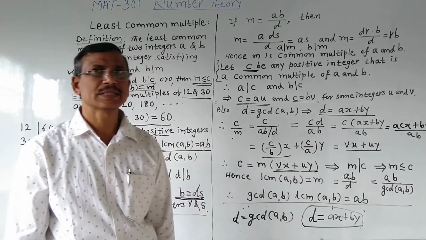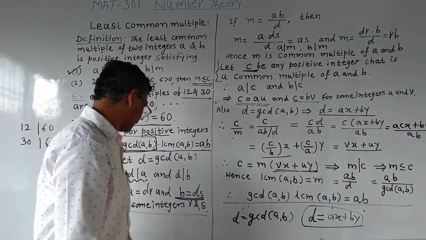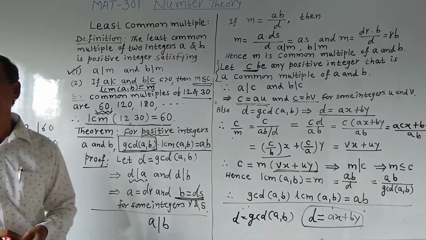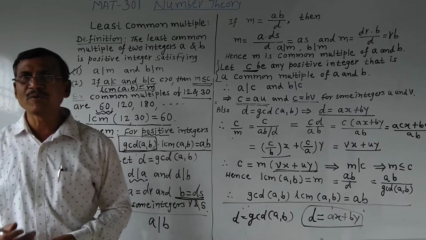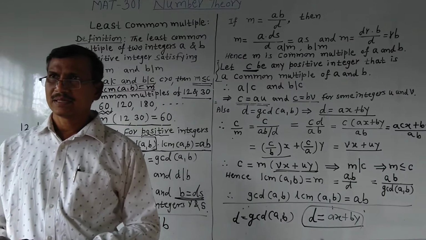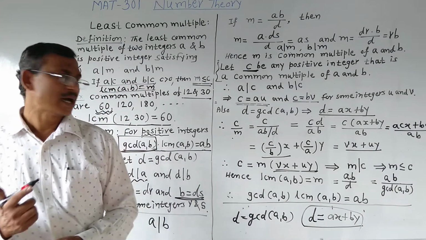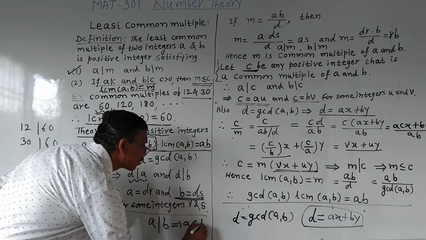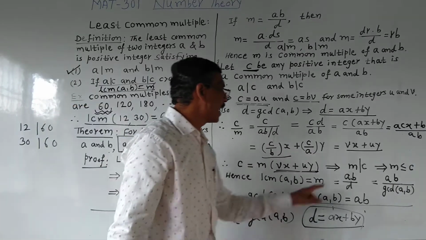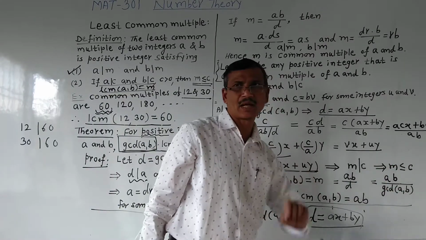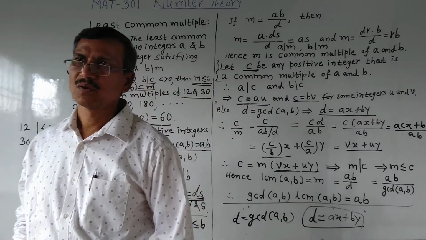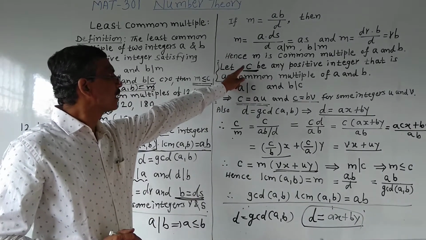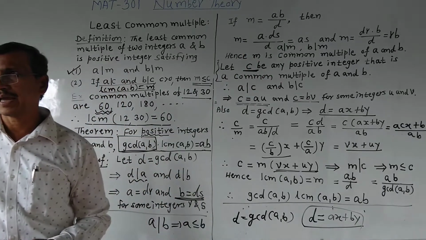M divides c. But we know that if a divides b, that means b is divisible by a, and when b is divisible by a, a is less than or equal to b. We have proved as a property that a divides b implies a is less than or equal to b. And using this, m divides c implies m is less than or equal to c. Okay? Means what we are able to prove is that at first, m is a common multiple of a and b.